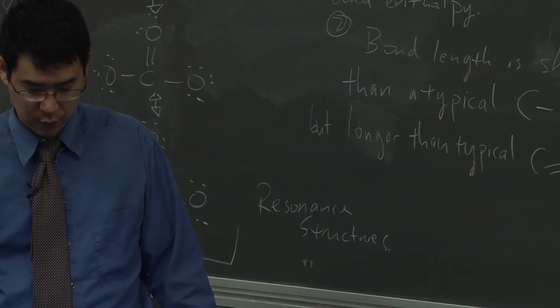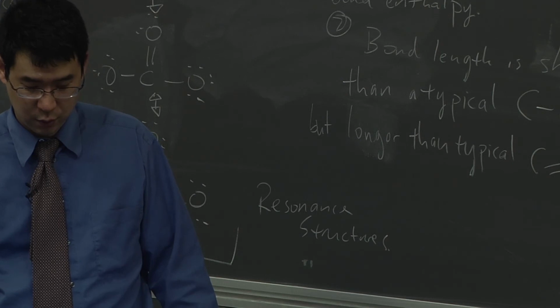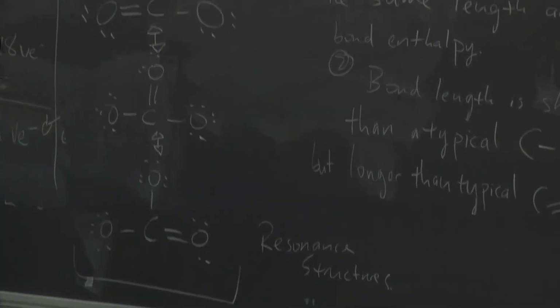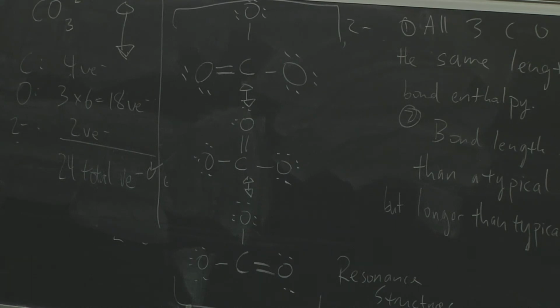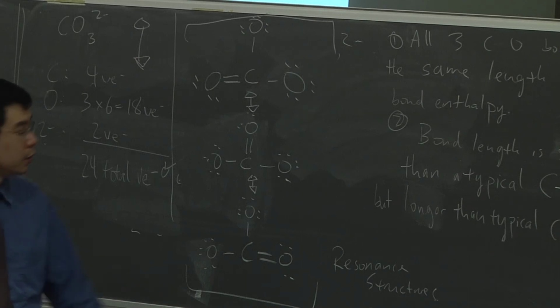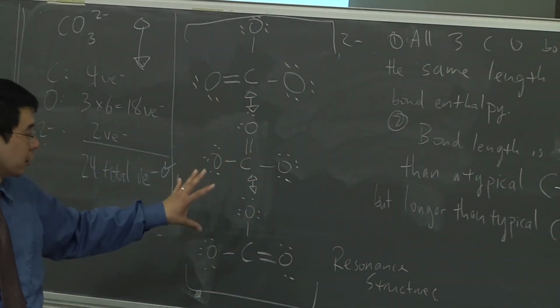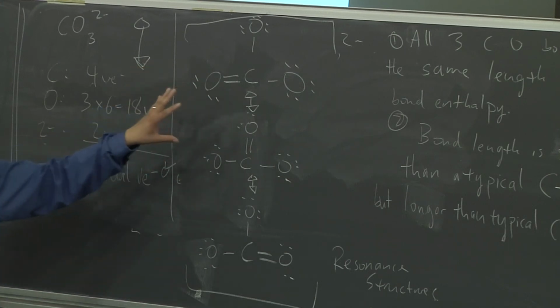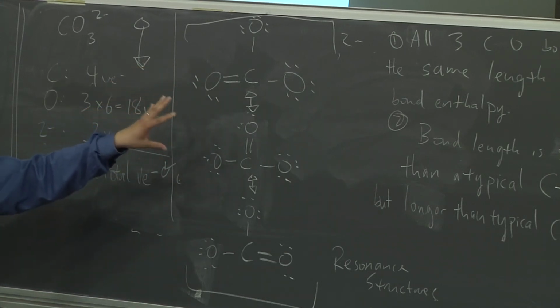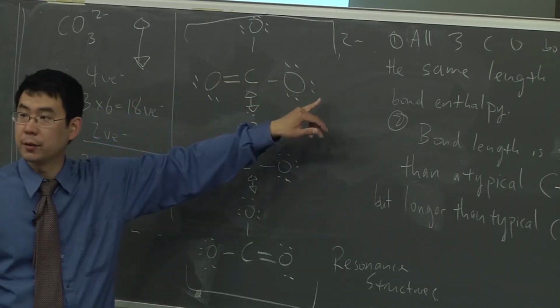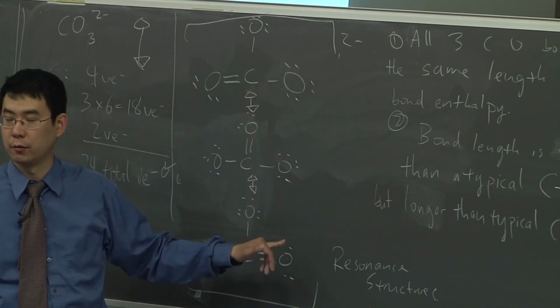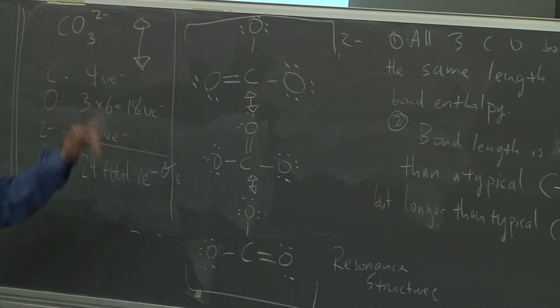How do we know if the structure is a resonance structure? It turns out that, at least in introductory chemistry, anytime you see a situation like this, where you're not sure where to put the double bond, it's always going to have resonance structures.